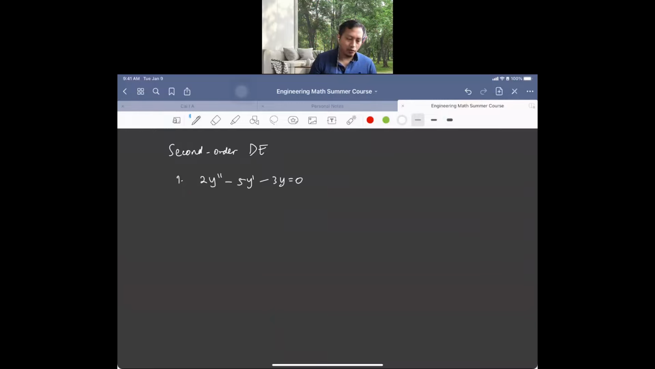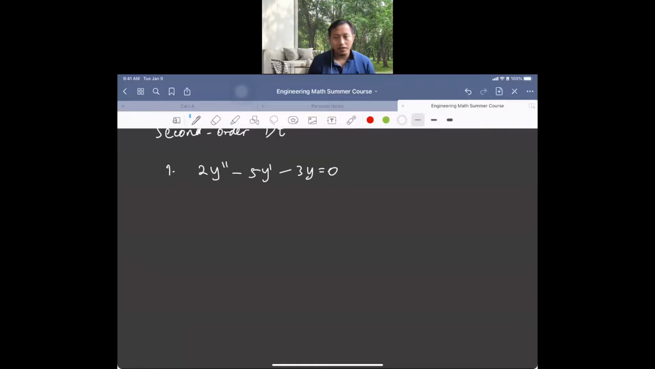Now, we know that we probably have constant coefficients, and that this is second order, so we can directly write this in terms of any symbol. For example, I will write with m, similar to your textbook. So we can write 2m squared minus 5m minus 3. So this is our characteristic equation or auxiliary equation.